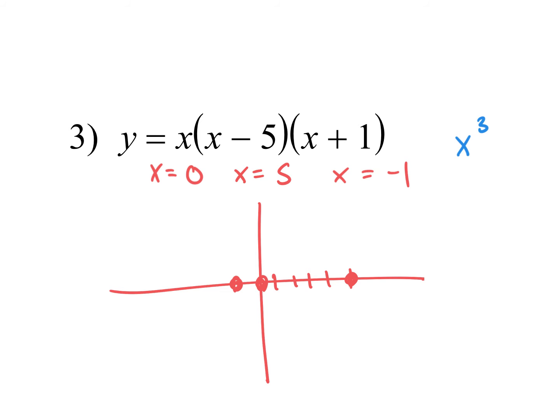If it's positive, what's the right arrow going to do? Right arrow goes up. And if it's odd, what's the left one going to do? Down, because they go in opposite directions. And then we just connect the dots.